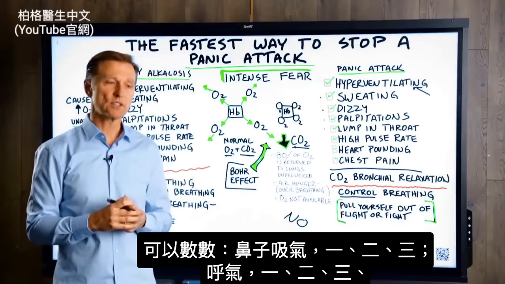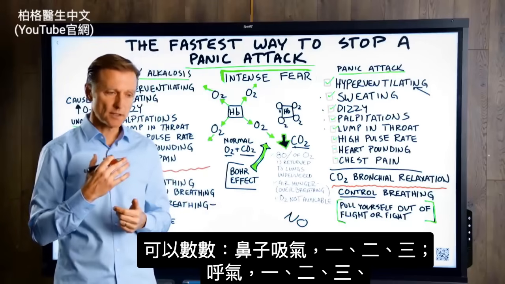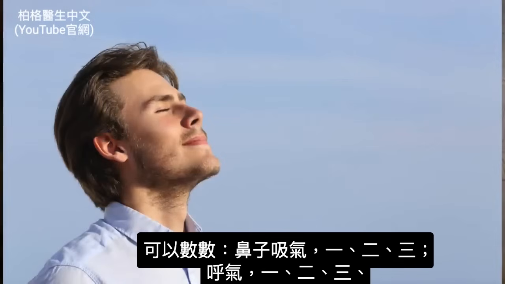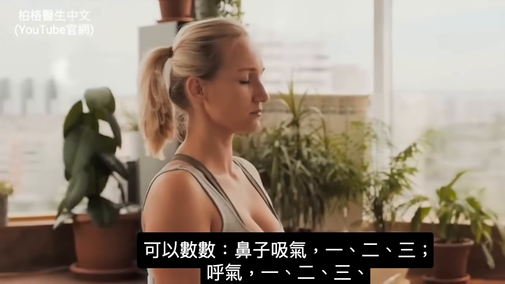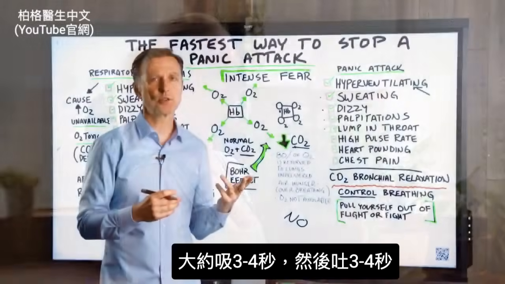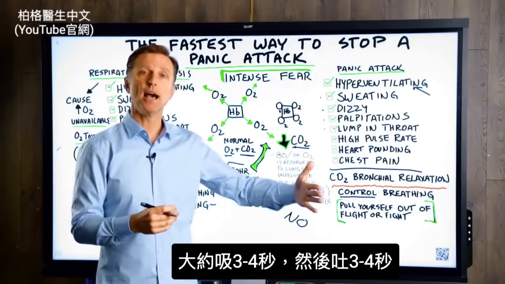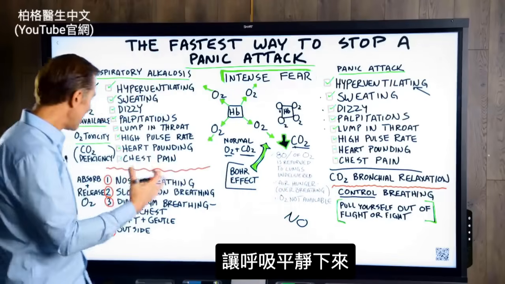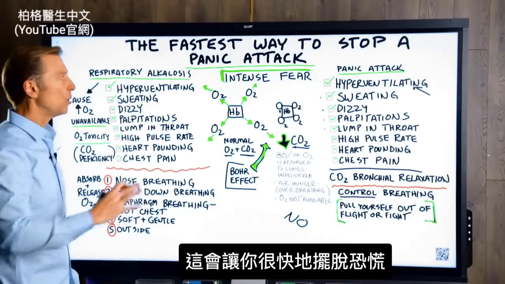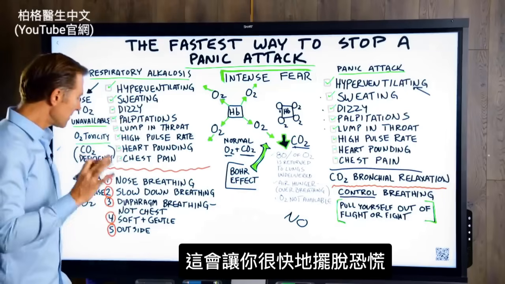And you can even just count: breathe in 1, 2, 3 through the nose. Breathe out 1, 2, 3, maybe 4. So it's going to be about between 3 to 4 seconds in and then 3 to 4 seconds out. But we're going to calm down the breathing. All this is going to pull you out of this panic attack very, very fast.